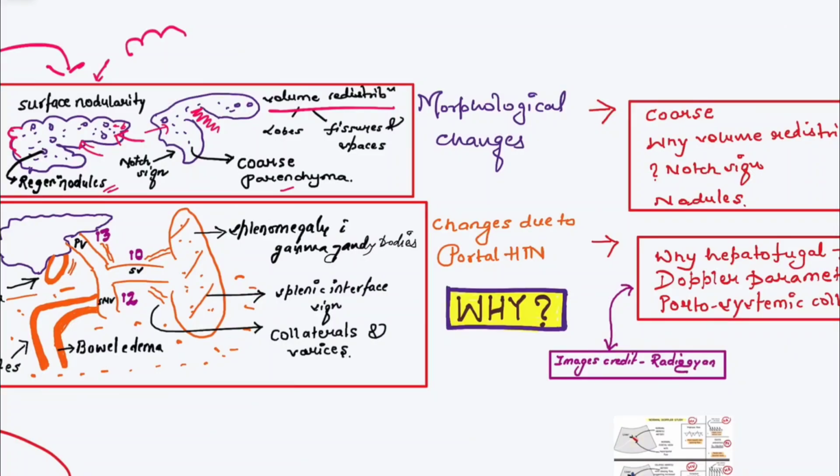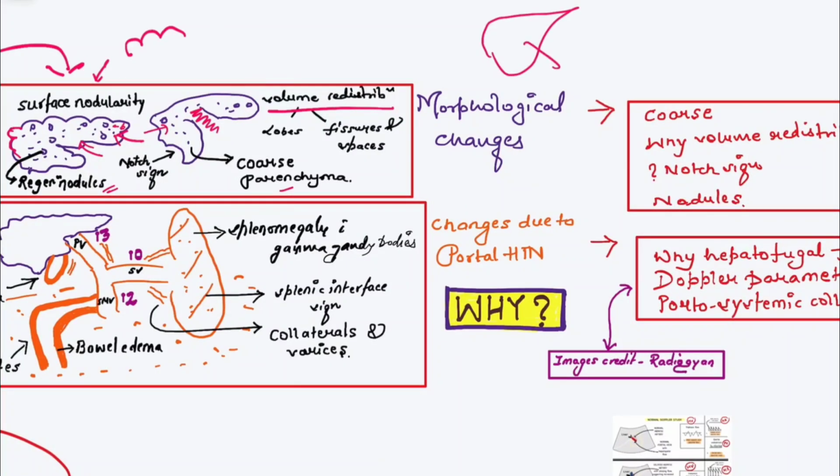So why this volume redistribution, why is the right lobe getting atrophied and the caudate and left lobe getting hypertrophied? Because the right lobe of the liver, this is the right lobe, this is the left lobe, this is the right branch of the portal vein, this is the left branch of the portal vein. The right lobe of the liver gets its blood supply mainly from the right portal vein, which is getting blood supply from the SMV, and SMV drains the upper part of the GI tract, which carries more toxins, for example alcohol.